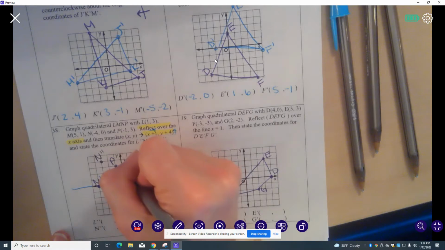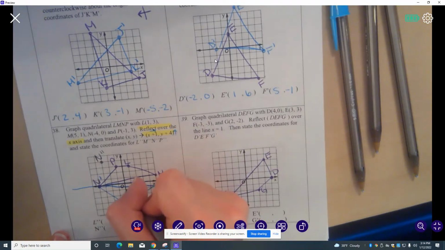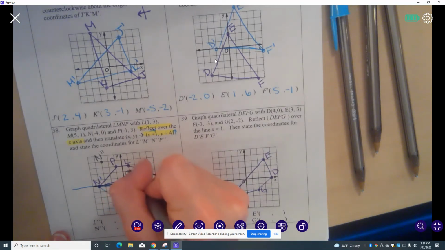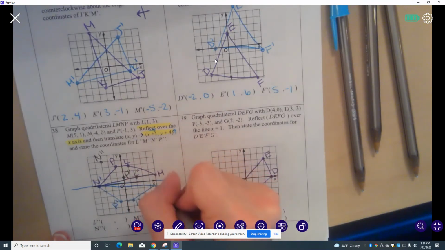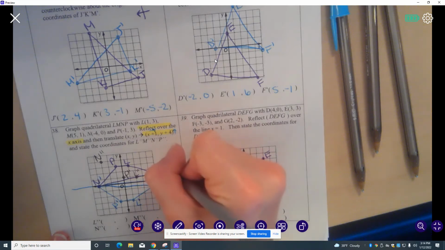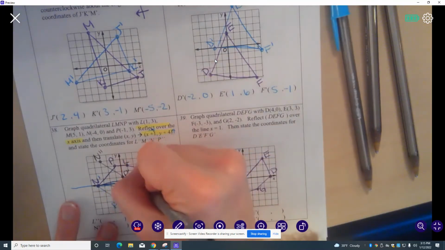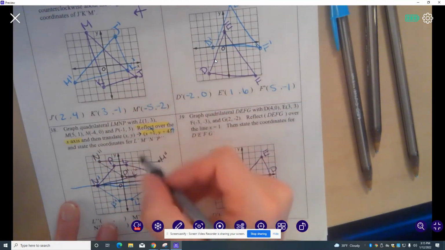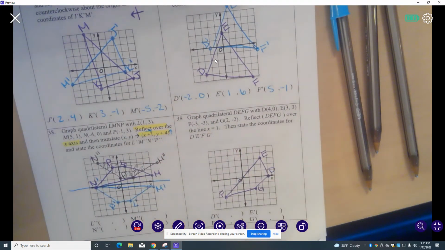I just want to make sure I'm going to my primes and shifting those. So 1 right and 1, 2, 3, 4 up. 1 right, 4 up. 1 right, this one off the graph, 4 up. 1, 2, 3, 4. Okay, so this is my final quadrilateral right here, and I want to go ahead and list those x and y coordinates.